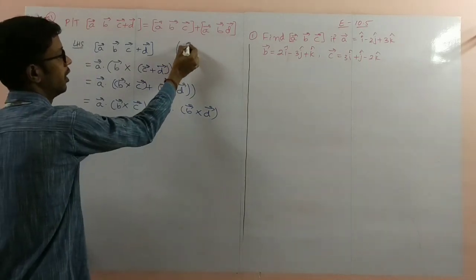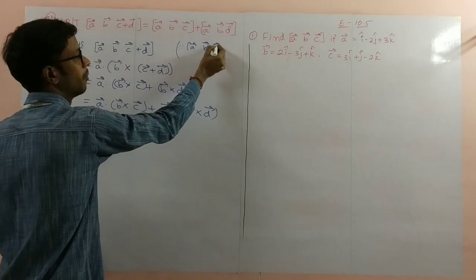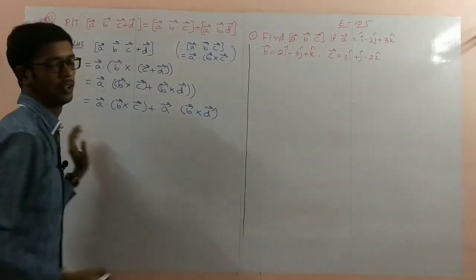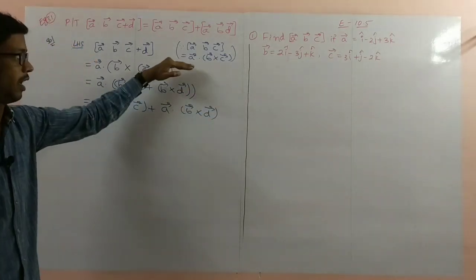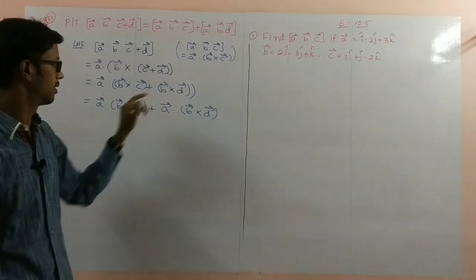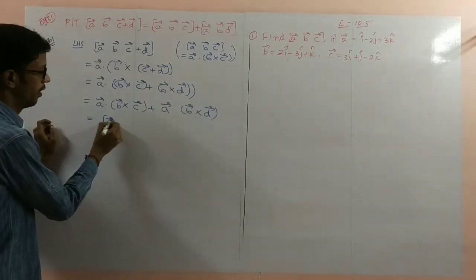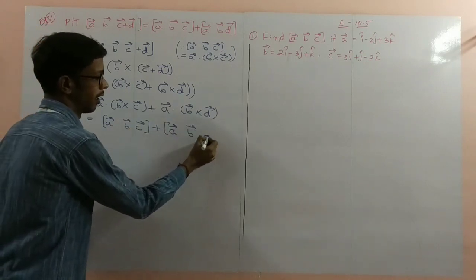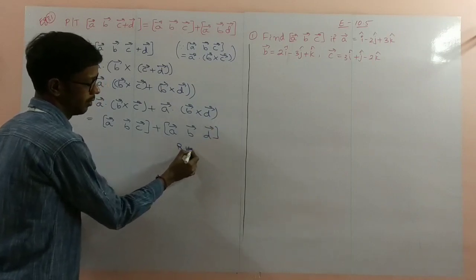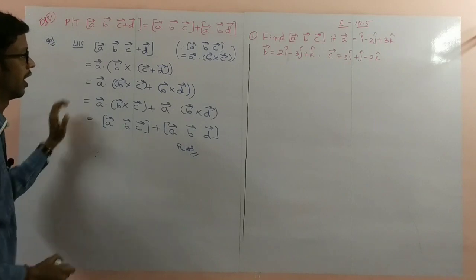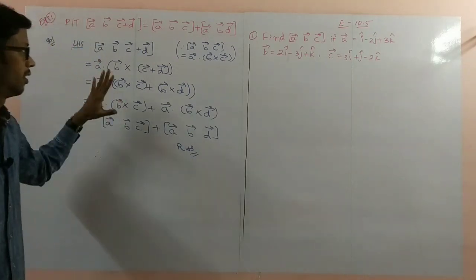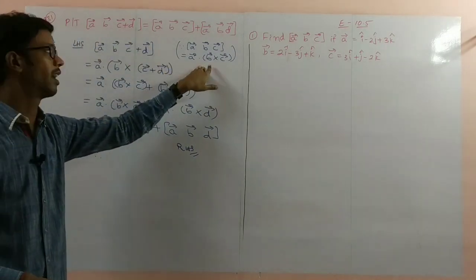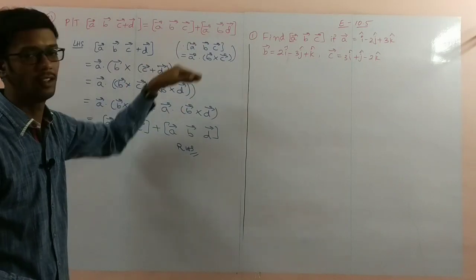Which formula did we first use here? Since box of A bar, B bar, C bar is equal to A bar dot of B bar cross C bar, first we used that one. Next, in reverse, A bar dot of B bar cross C bar we can write as box of A bar, B bar, C bar plus A bar, B bar, D bar. This is the RHS part. So the final conclusion: we can write the question as it is. So this is the way, when a box is asked, that we have to use this formula, A bar dot of B bar cross C bar, and we can use it in reverse also.